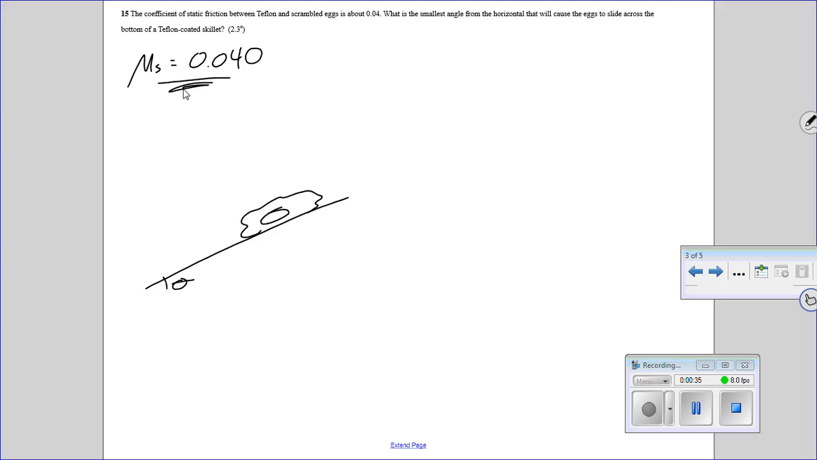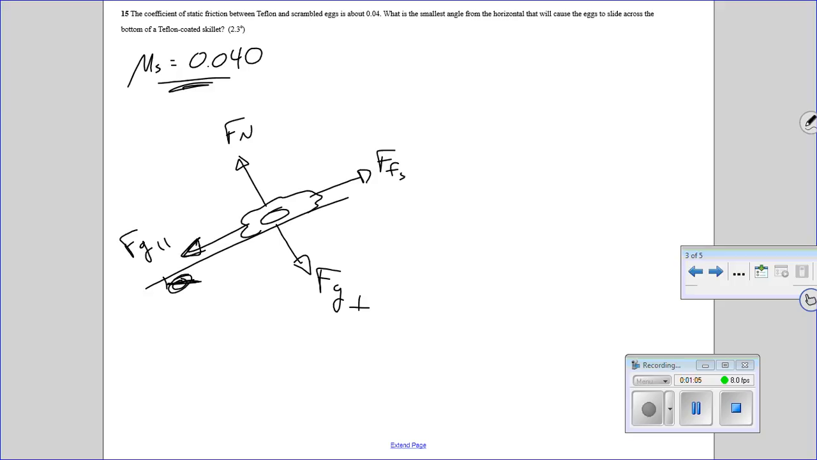There's going to be a gravitational force pulling it down, but instead of drawing that gravitational force, let's put in our two components, right? There's going to be one component of gravity that acts parallel to the pan, and another component that acts perpendicular to the pan. There's also got to be a normal force preventing the eggs from going through the pan, and then static friction is going to attempt to stop it. So the idea is we want to find the smallest angle, theta, such that this parallel component is greater than whatever our maximum force of static friction is.